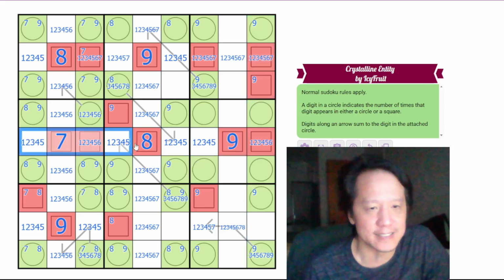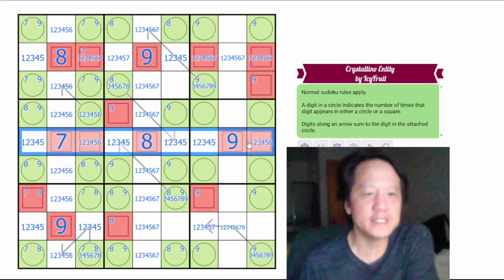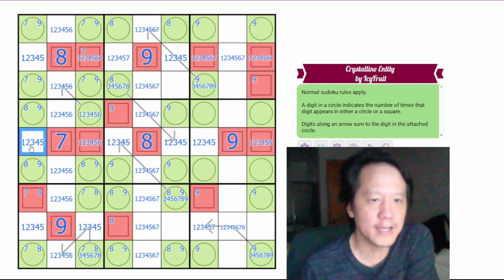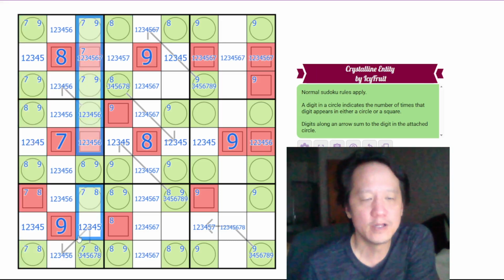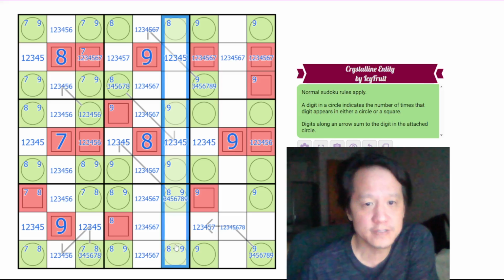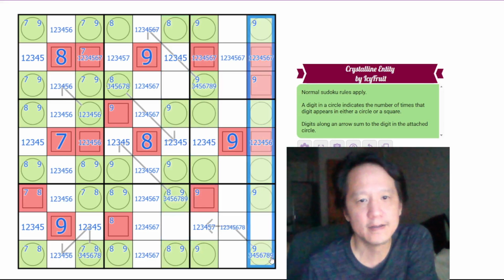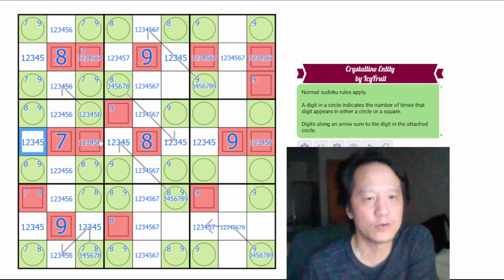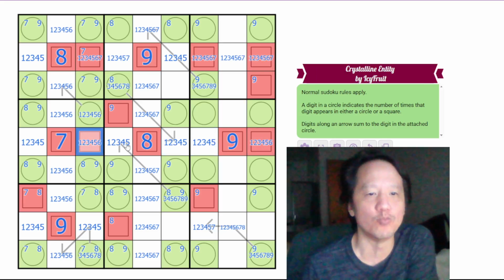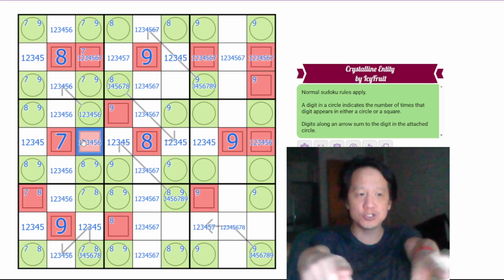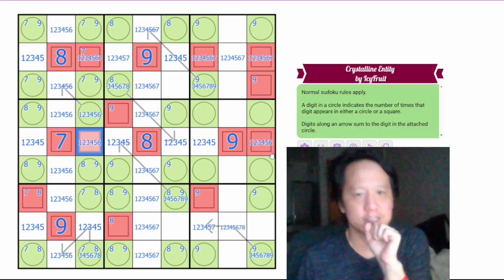Where is the 6 in row 5? Can't be here because, again, 6 has to be in a circle or square in columns 1, 3, 4, 6, 7, or 9. So if it's not a square or a circle, it can't be a 6. So the 6 has to be in one of these two squares, which means one of these squares has to be a 6.